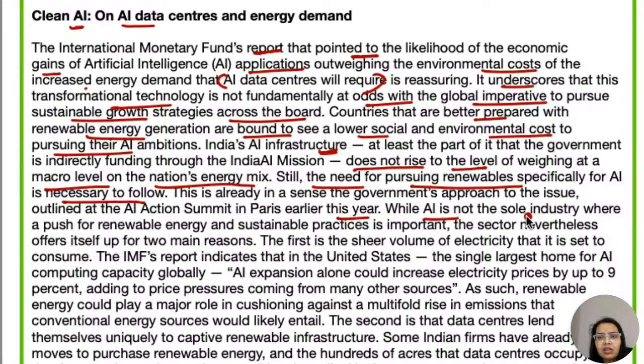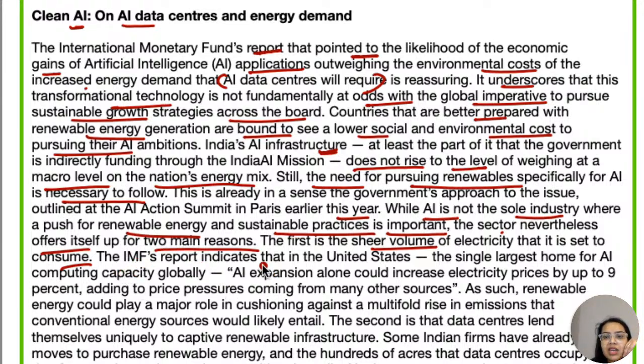While AI is not the sole industry where a push for renewable energy and sustainable practices is important. So now the author is saying AI is one of the most important ones, but it is not the only industry altogether where such practices are important. The sector nevertheless offers itself for two main reasons. So what are the two main reasons? The first is the sheer volume of electricity that it is set to consume. The AI data centers, they do require a lot of electricity.